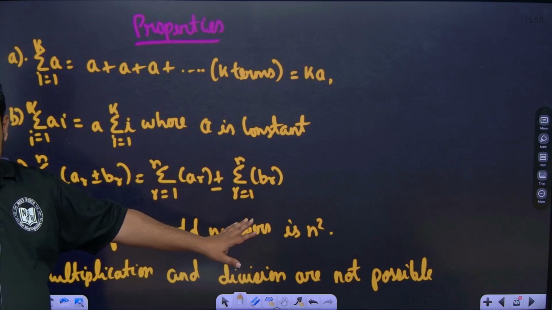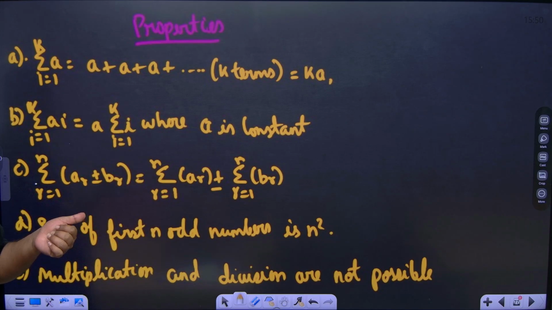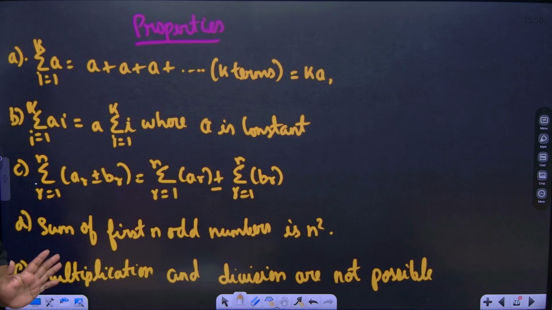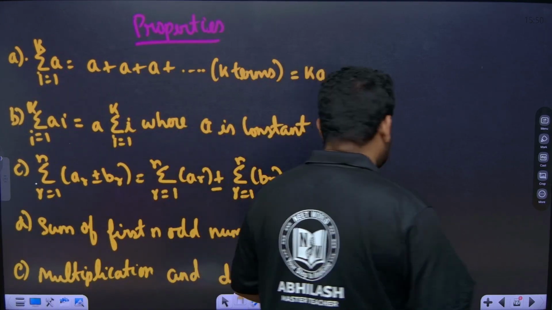Next, summation of first n odd terms is n square. I have told you previously also. Next, multiplication and division are not possible with respect to summation. Summation of a and summation of b cannot be written as summation of a into b. That cannot be done. You have to do it separately only. Similarly, with respect to division.